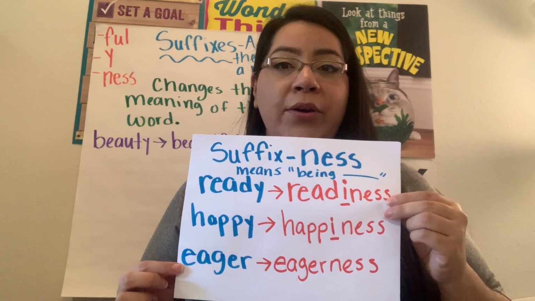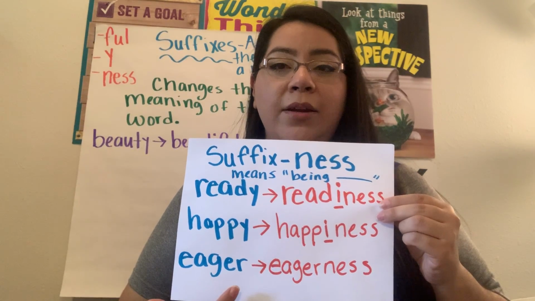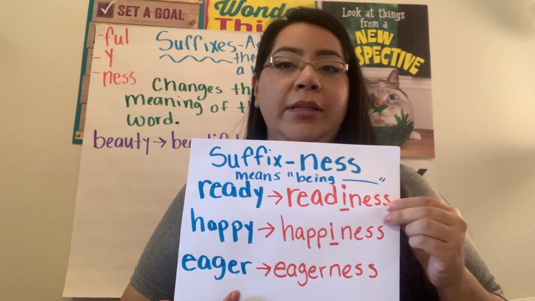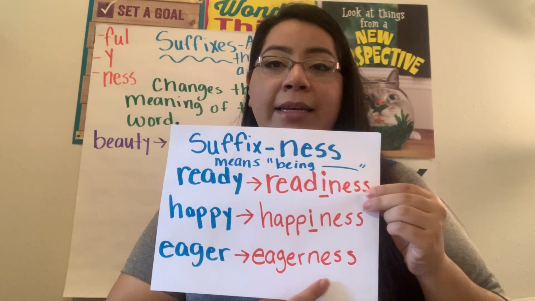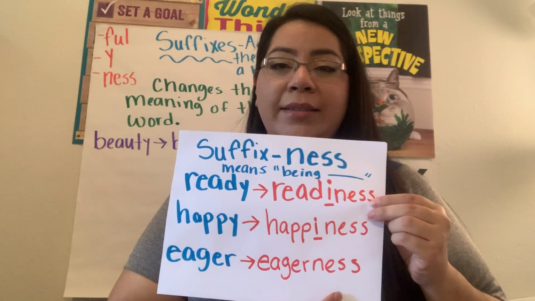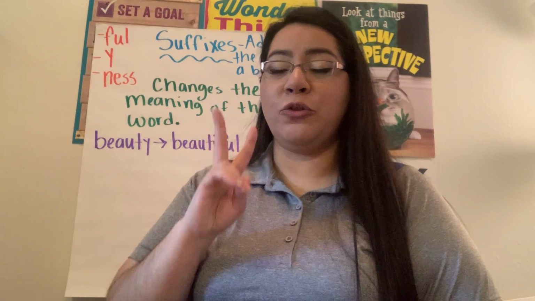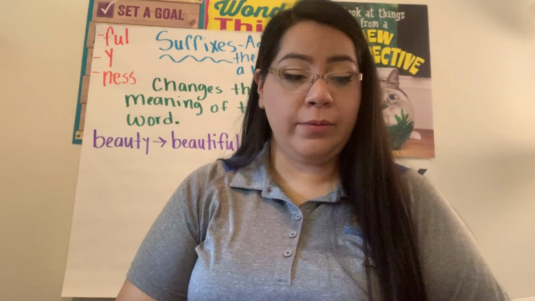Then you have eager. Eager ends in an R, so we don't have to change any letters in this case. All you're doing is adding the ness. Eagerness, okay? Now, when you're looking at suffix words, remember it has two things that go with it. It goes at the end of the word, end of the base word, and it's going to change the meaning of the entire word, okay?